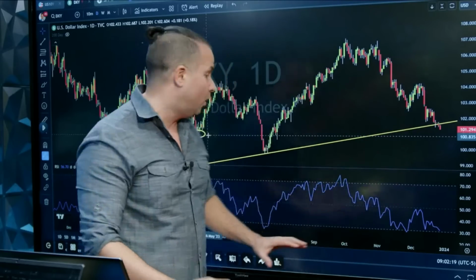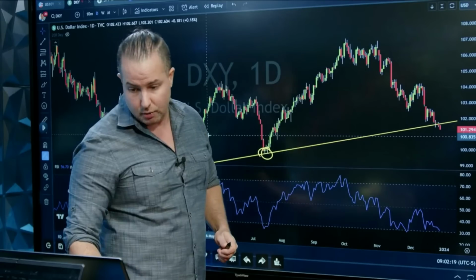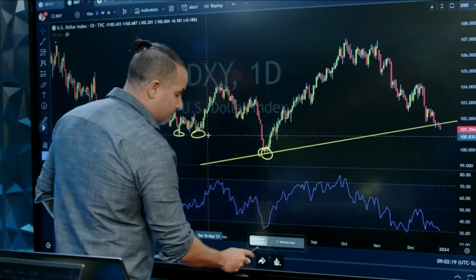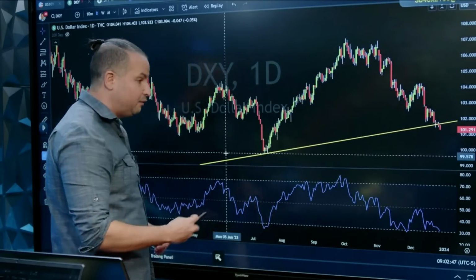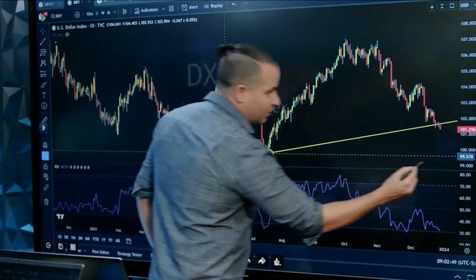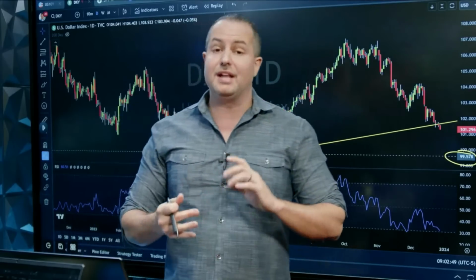If it breaks, and eventually, unfortunately, I do think it breaks lower, it's going down to this pivot low. And this pivot low is right around 99.50. So we're looking at a potential downside move to 99.50 on the charts based off that pivot low there. Okay, so there's your dollar target. Now, that's going to be very good for gold. That's going to be very good for commodities overall.